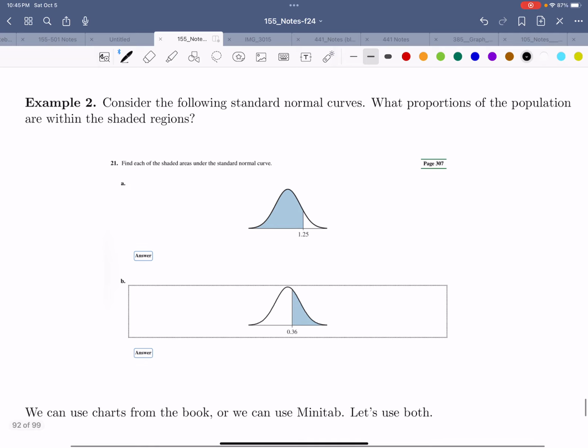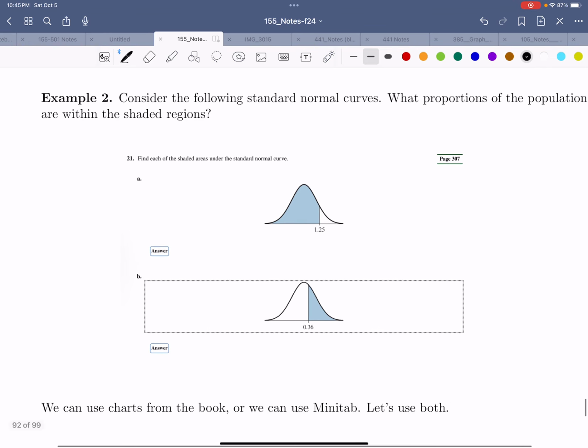Let's look at the following standard normal curves. So then the question is, what proportion of the population are within the shaded regions, right? So we know that the total area under the curve is 1 by definition, right? So let's just note that.